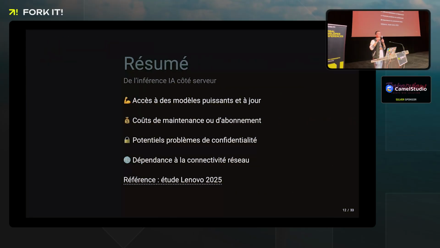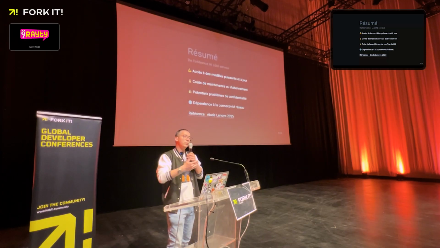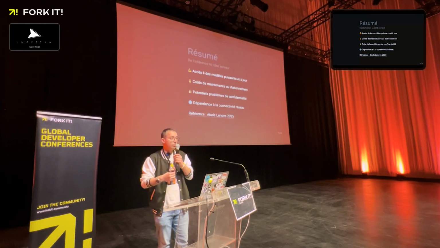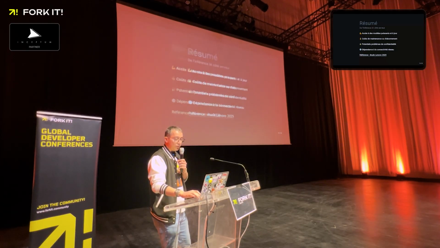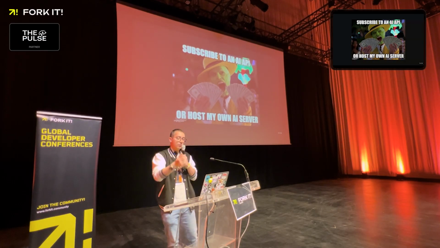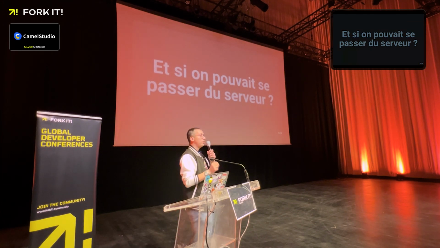So to summarize, AI on the server side allows access to powerful and up-to-date models. However, you have to pay some maintenance fee, because if you host it on your premises, you have to maintain the machine, or you have to pay the AI provider. There are also confidentiality problems. It can be solved, but it's something to consider since data transits over the network. And speaking of network, there is a strong dependency on network connectivity. So whether you subscribe to an AI API or you host your own AI machine, you have to spend some money. And what if I told you that we can get rid of the server?